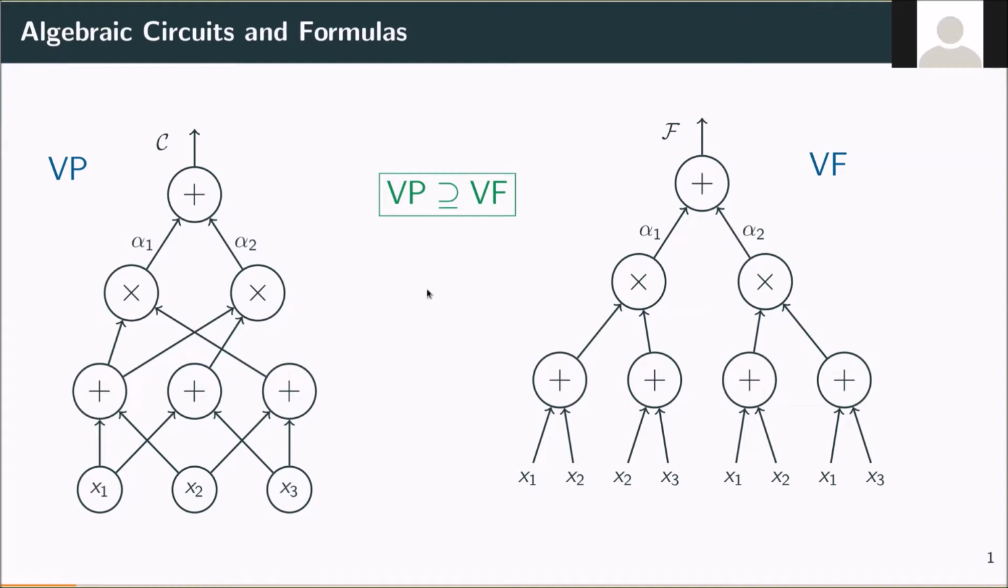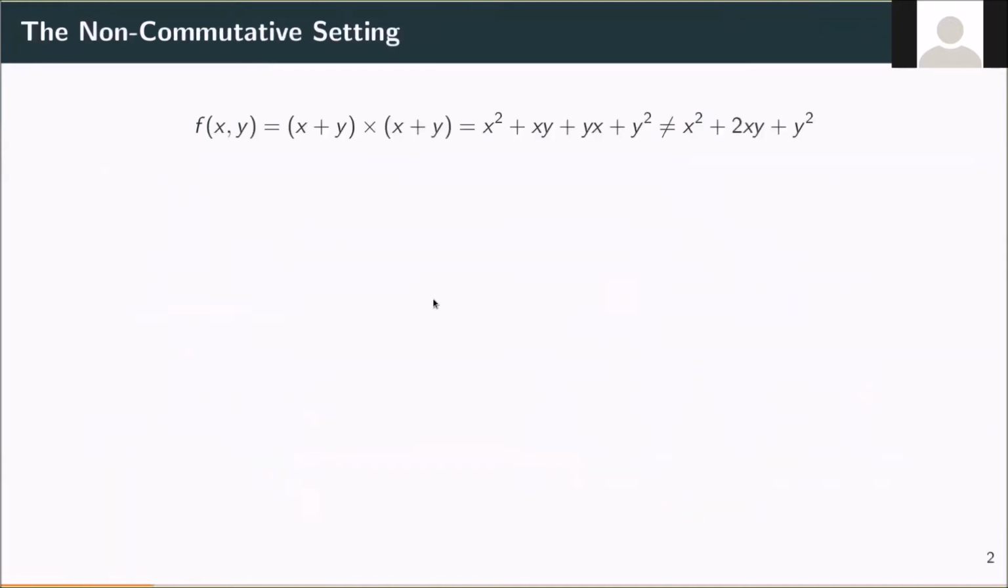However, the setting we will be studying today is one in which multiplication is non-commutative. What does that mean? For indeterminates x and y, in the non-commutative world, the monomials xy and yx are different. And therefore, the usual formula that we know for (x plus y) whole squared is no longer true. This is quite a natural distinction because, for example, matrix multiplication is non-commutative.